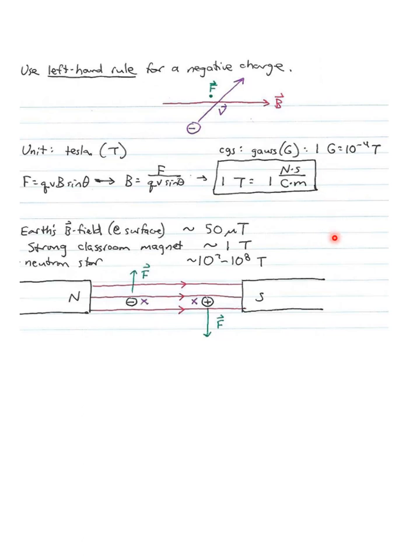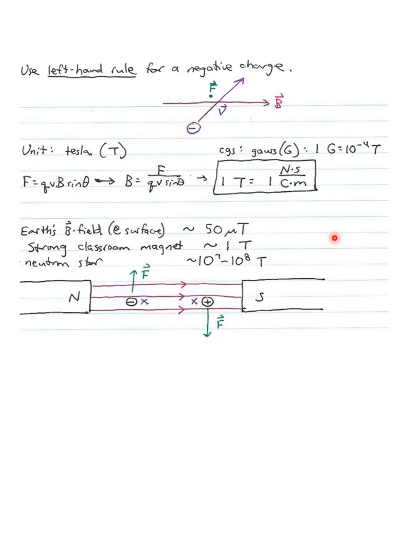Just to give you some idea of how much a Tesla is, the Earth's magnetic field at its surface is about 50 microteslas. We have a very strong magnet in the physics classroom, and it is about 1 Tesla. So it's much, much stronger than the Earth's magnetic field. It can definitely overwhelm any compass that's in the vicinity.